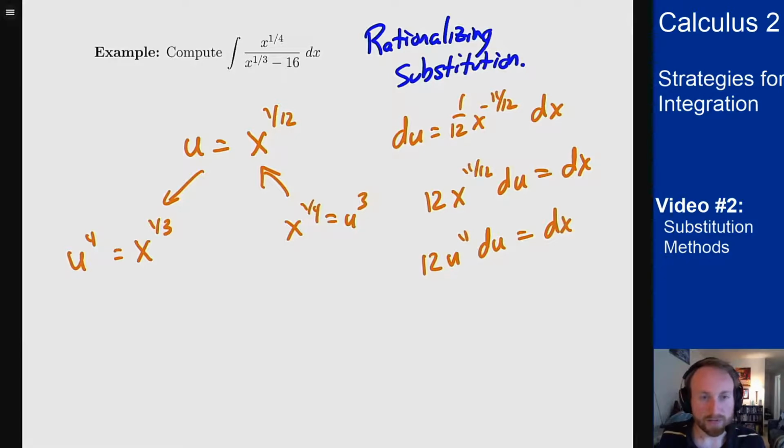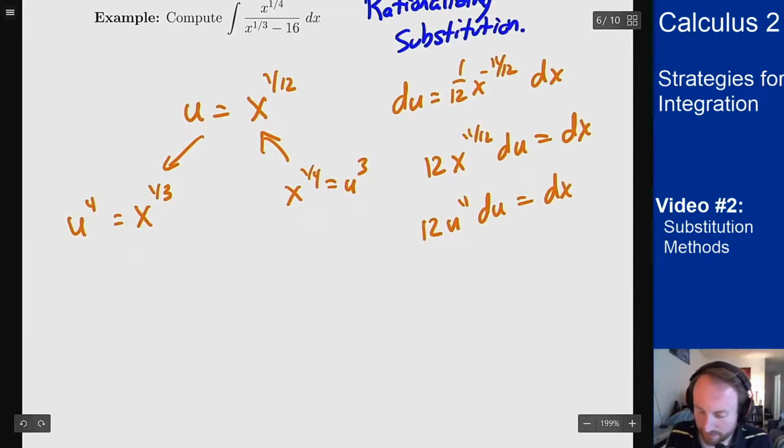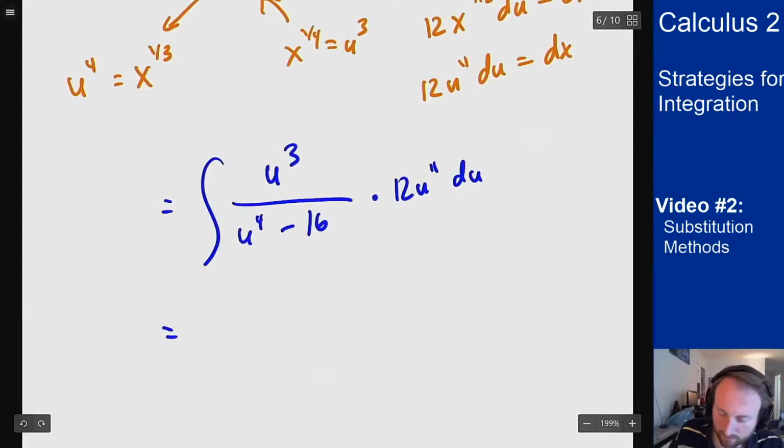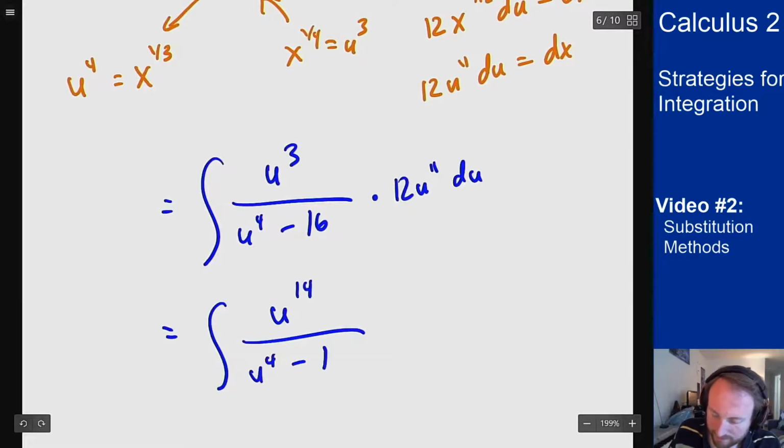So now I can plug this in and see what I would get. If I plug in this substitution, I will see the following. I will see the integral of x to the 1/4, which is u cubed, over x to the 1/3, which is u to the 4th, minus 16, and then times a 12 u to the 11th du, which gives me an integral of u to the 14th over u to the 4th minus 16 du with a 12 out front.